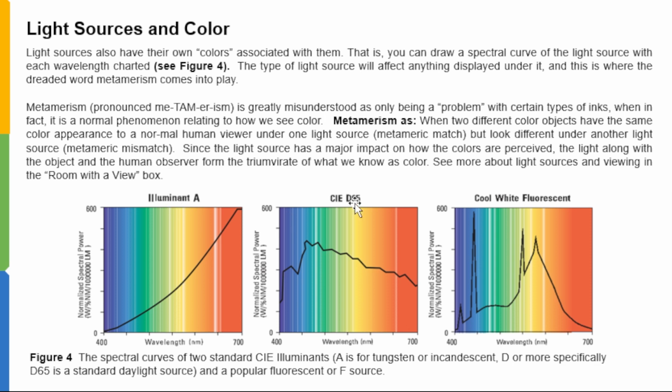Illuminant A, CIE D65, color white fluorescent. So you will see the differences in the nanometers in metamerism. This figure explains the spectral curves of two different CIE illuminants. A is the tungsten or incandescent. D, or more specifically D65, is a standard daylight source, and a popular fluorescent or F source.